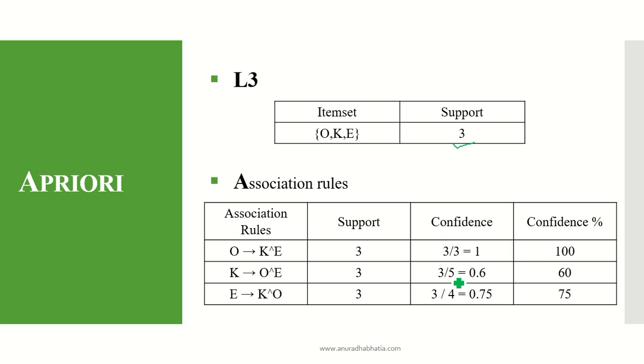So 3, what was the item set availability support in the beginning for C1? It was 5, so it is 0.6. E, K, O, 3. So E was present for support at the candidature C1, so 0.75. And the confidence percentage is 100, 60 and 75 with this association rule.